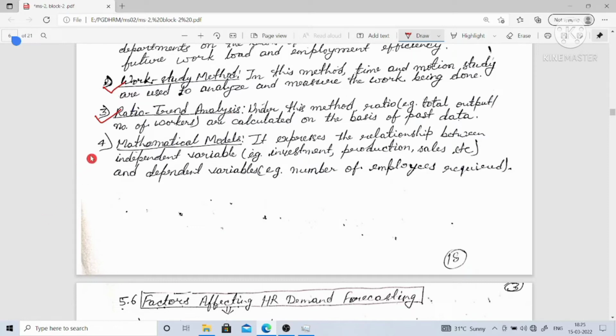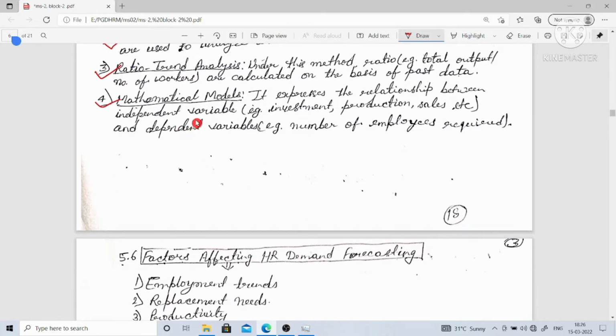Then fourth is mathematical models. It expresses the relationship between independent variable and dependent variable. So you see here, this mathematical model finds out the relation between the independent variables, here investment, production, sales, and the dependent variable. According to investment, production and sales, how many employees will be required? That relation can be established by using mathematical models.